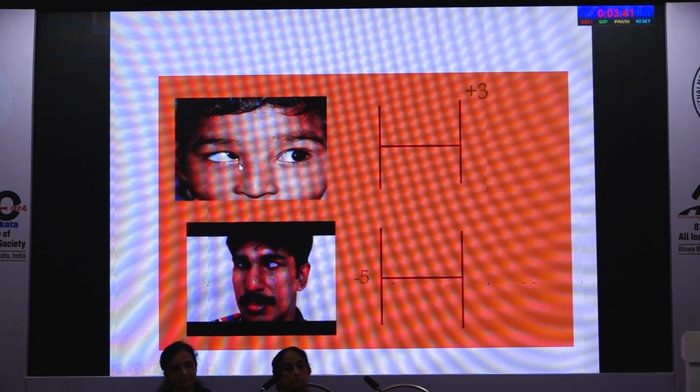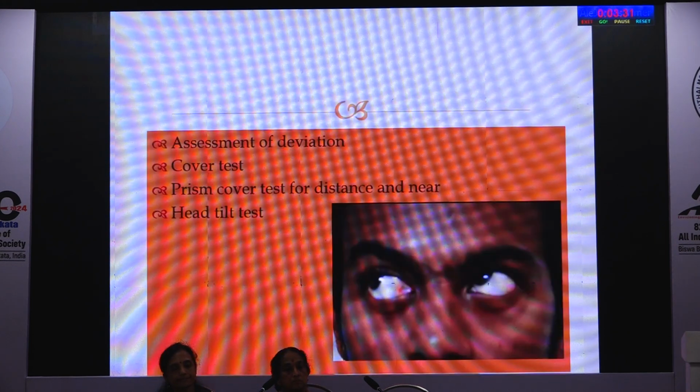And here you can see a significant overaction of the inferior oblique, that is, in and up. So here you can document. Documentation of extraocular movements is important.